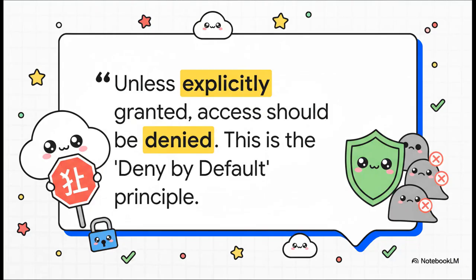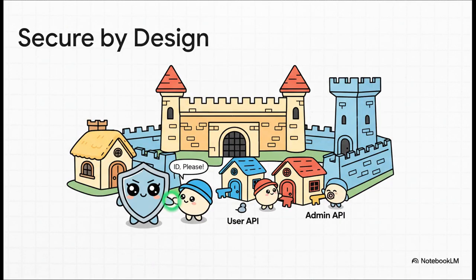The entire foundation of preventing BFLA comes down to one core principle: deny by default. This means your system's default answer to "can this user do this thing?" should always be no. Always. Access should never be an accident. You have to build specific explicit rules that say, yes, users in the admin role are allowed to access this function. If a rule doesn't exist, the answer is no, period. And you have to start thinking about this from day one, right in the design phase.